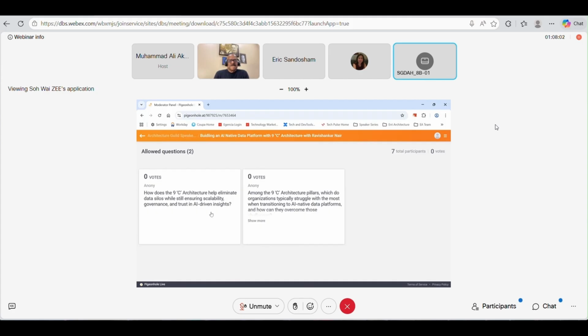How does the 9C architecture help eliminate data silos while still ensuring scalability, governance, and trust in AI-driven insights? If you look, one slide is explaining this only. You can just go through that.